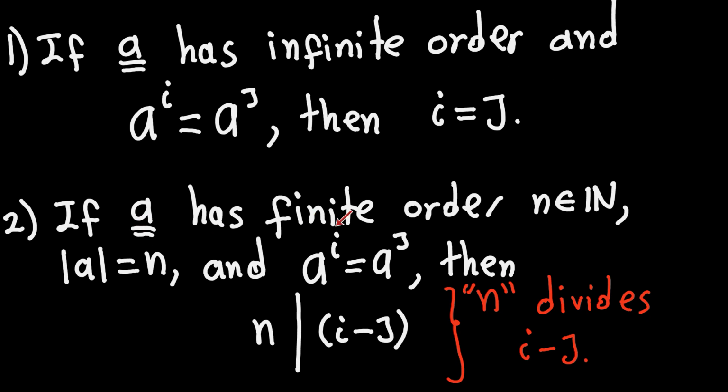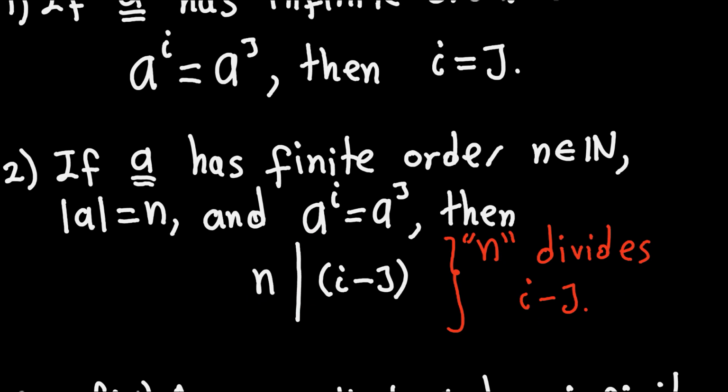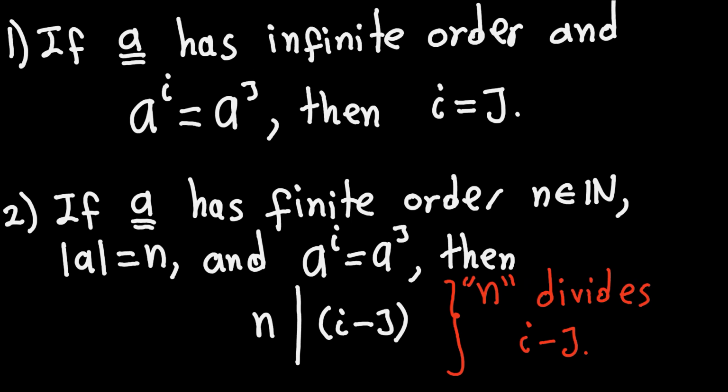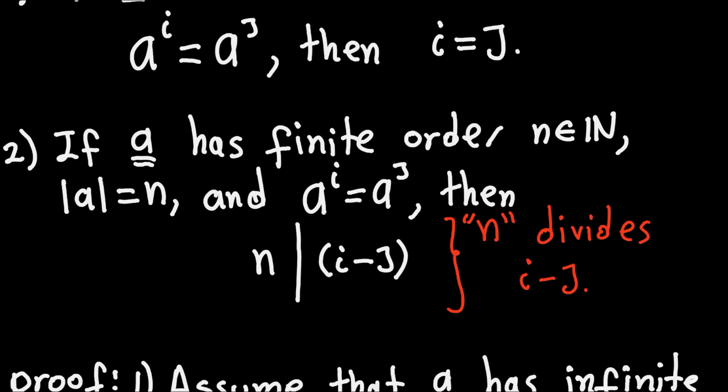If A has finite order, let's say order n, remember that this notation means that the order of A is n, and we have that A to the I is the same as A to the J, then in that case, I and J are not necessarily the same, but it means that n divides the difference of I and J. So n divides I minus J. So when A to the I is equal to A to the J, what is the relation between I and J? It depends on whether A has infinite order or finite order. So the exponents could be the same, or the difference of the exponents must be divisible by n, which is the order of A. Okay, so let's do the proof.